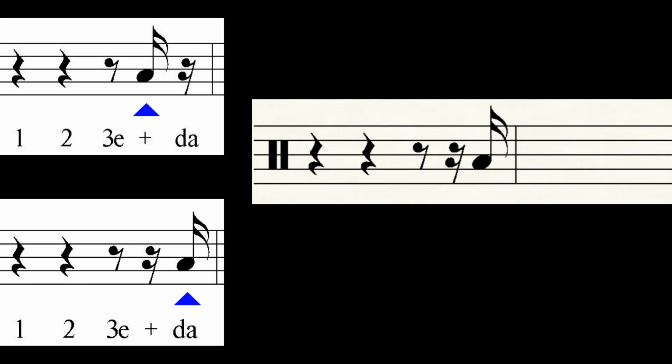So this means that we are able to describe really clearly to each other, hey Casey, you are playing on the and of 3, but it's actually on the duh of 3. And if I can count that, I know exactly where that is. I can count 1 e and a 2 e and a 3 e and duh.